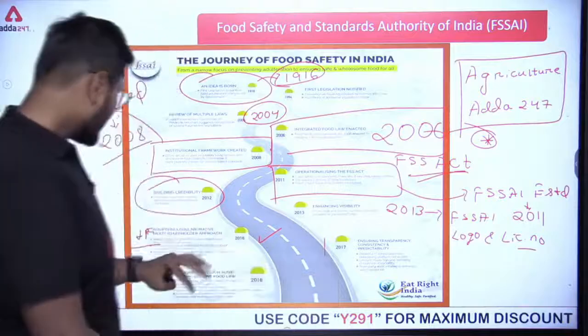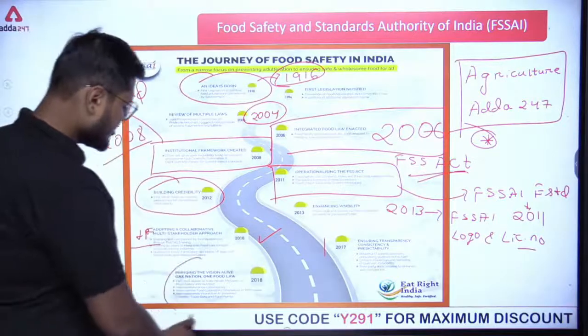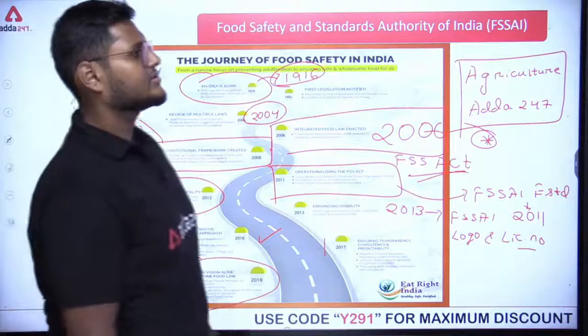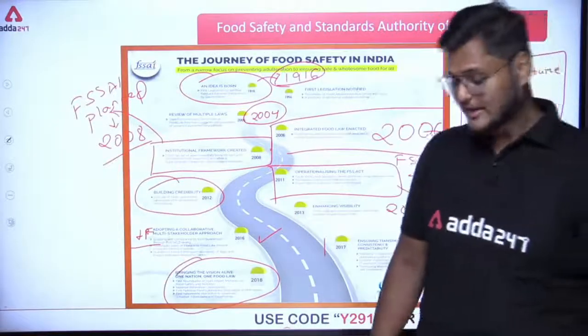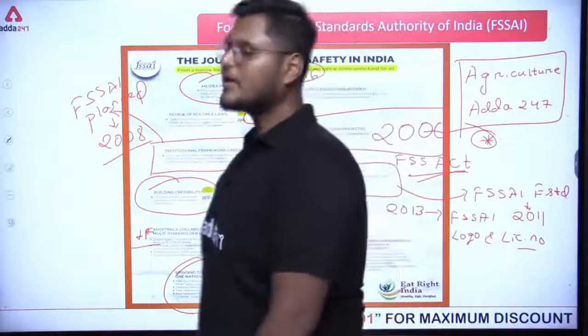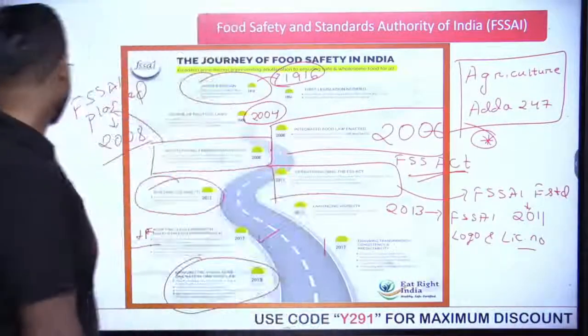Next, and the final one, in 2018, One Nation One Food Law was introduced. What is that? One Nation One Food Law. That means only one food law is essential for the whole country. Clear, guys? Okay, let's move to the next slide.